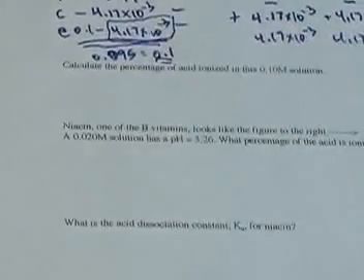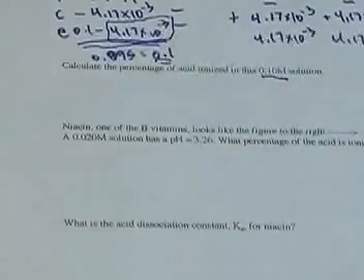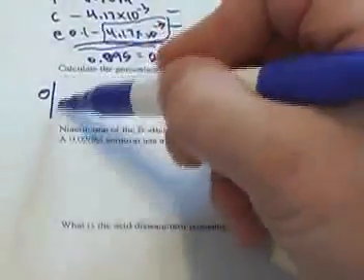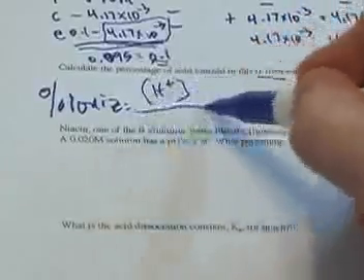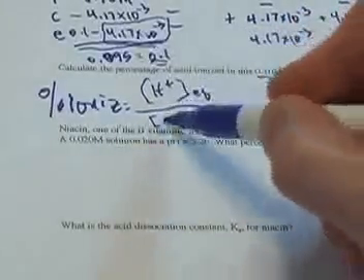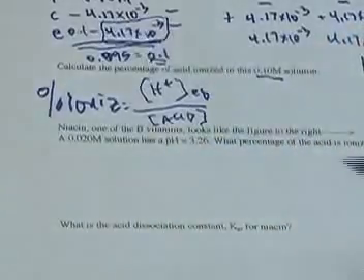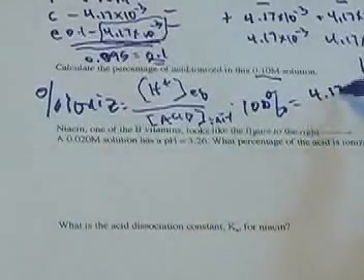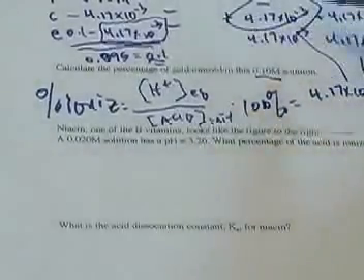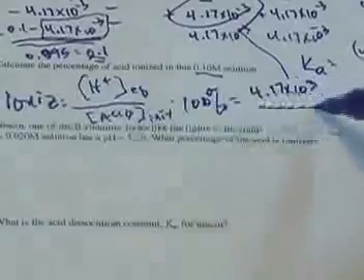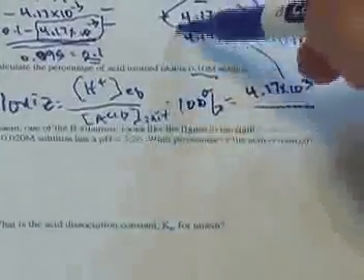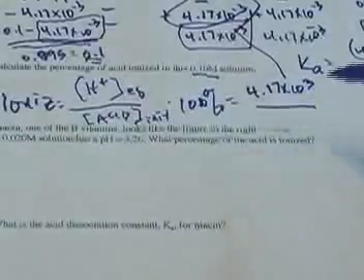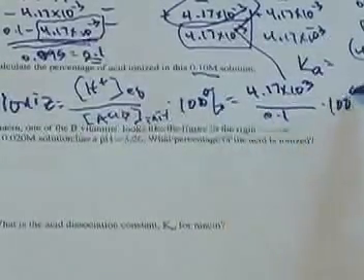Next, it says calculate the percentage of acid ionized in this 0.1 molar solution. Well, percent ionization is equal to the H plus ion concentration at equilibrium divided by the original concentration of the acid, the initial concentration, times 100%. And here in this one we had 4.17 times 10 to the negative third being our concentration of H plus. And then we'll divide that by the original, which is 0.1 molar, and then multiply by 100%.